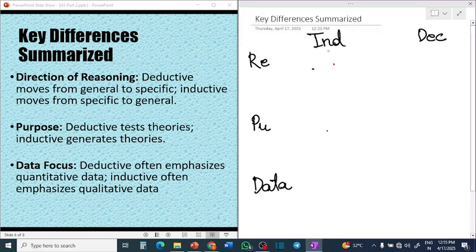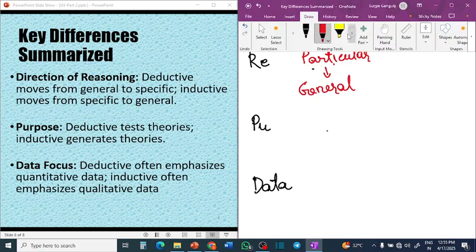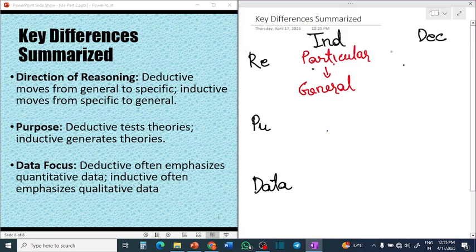Let's take the inductive research. If you see the direction of reasoning, what we have done, we have gone from specific, that is particular, to general. And in the case of deductive reasoning, what we will do, we will go from general to particular.